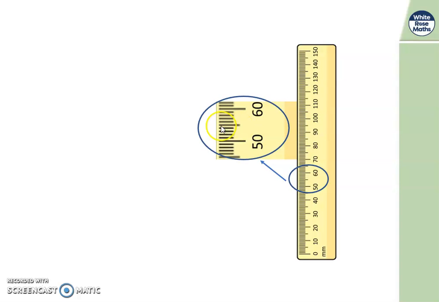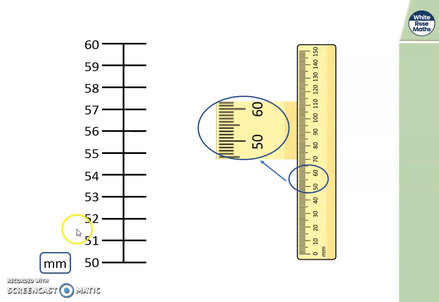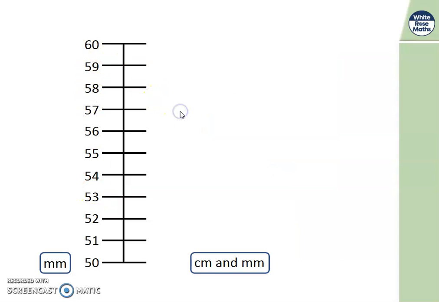And the fifth mark, which is halfway, is marked with a slightly longer one to make it easy to find. Let's zoom in a little bit closer. That's easier to see. Here we're recording it in millimetres, starting at 50 and going all the way up to 60. On this side, I want to record it as centimetres and millimetres.